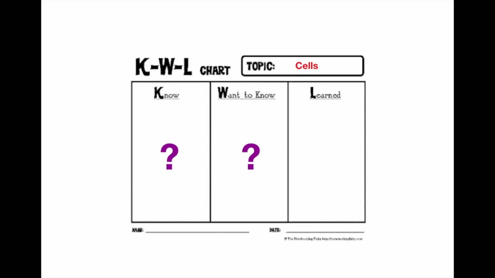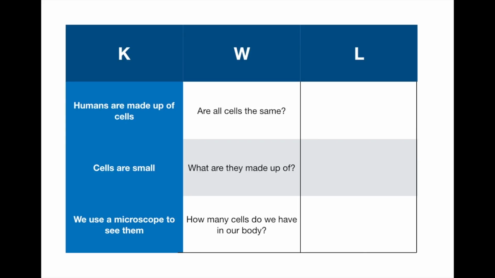What do you know about cells? What do you want to know about cells? So take a couple minutes, pause this video, and fill out these two sections of the KWL chart. Some things that I thought you might know about cells: that humans are made up of cells, and cells are very small, and we have to use a microscope to see them.